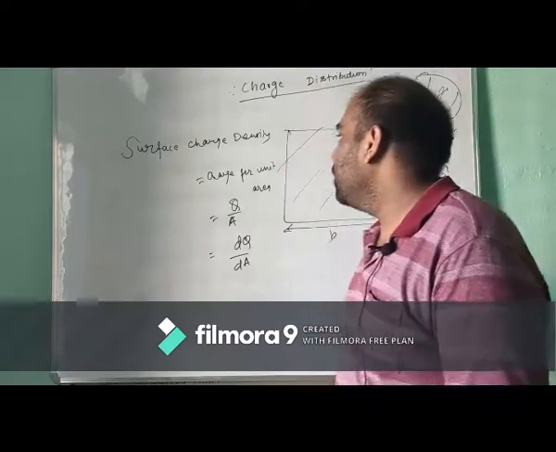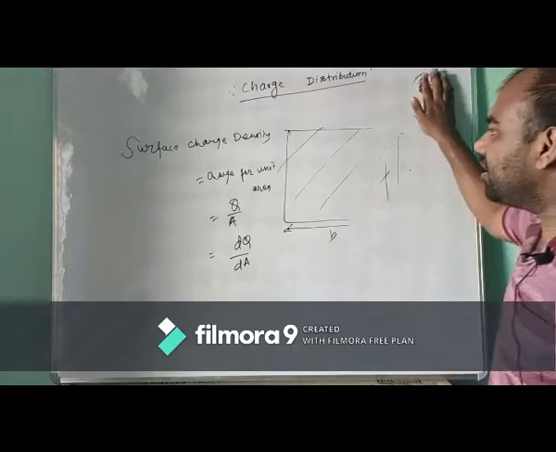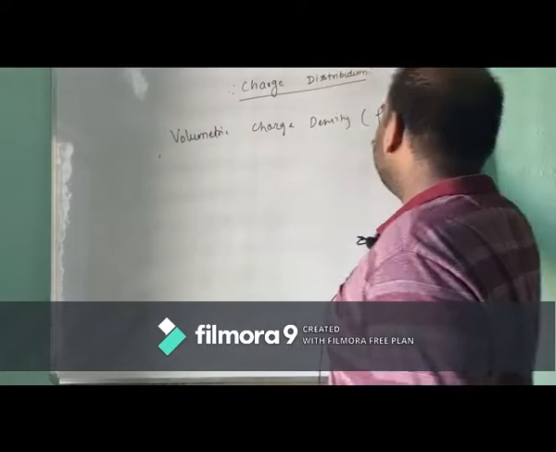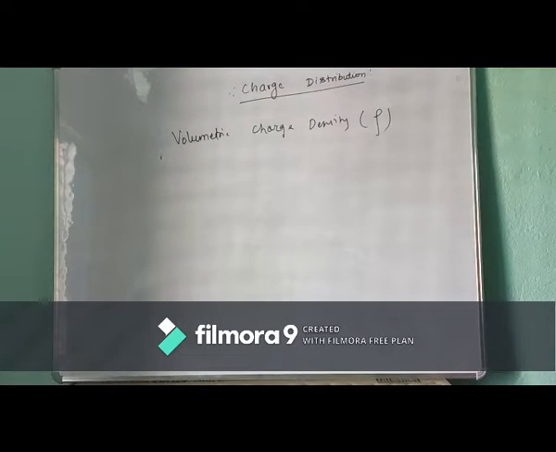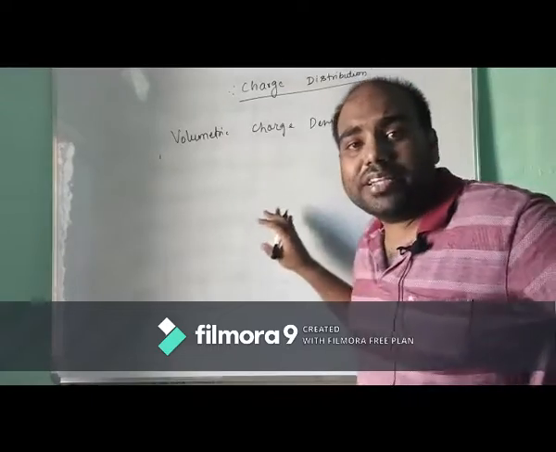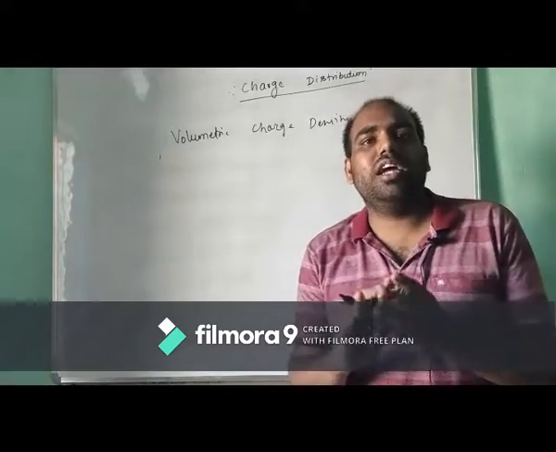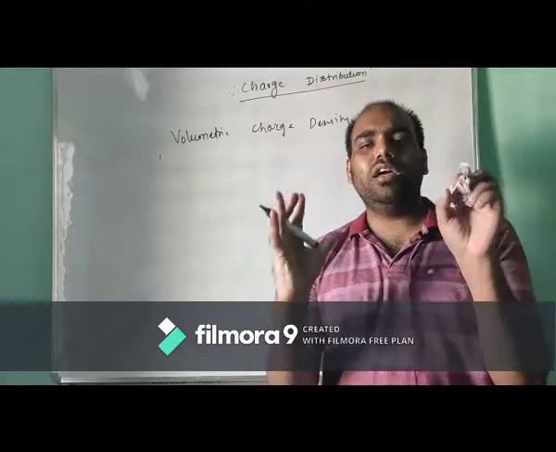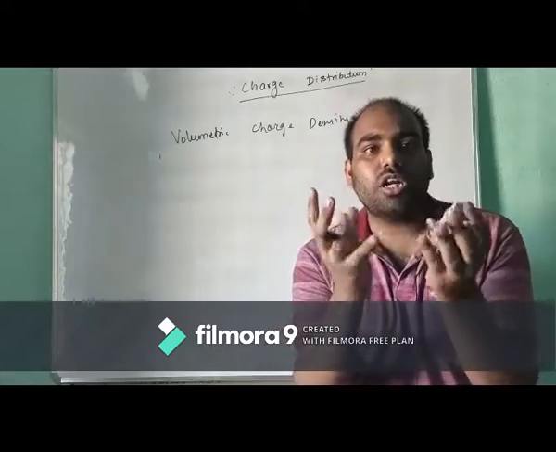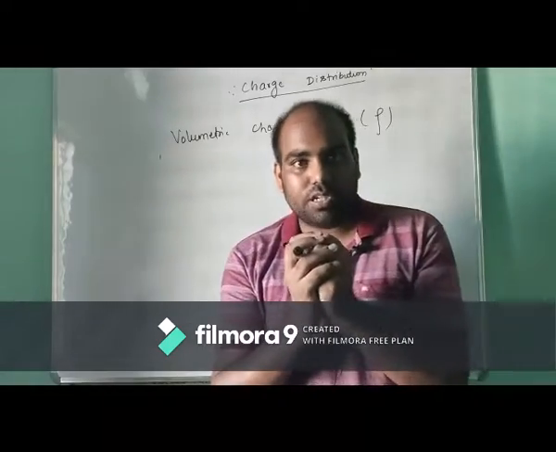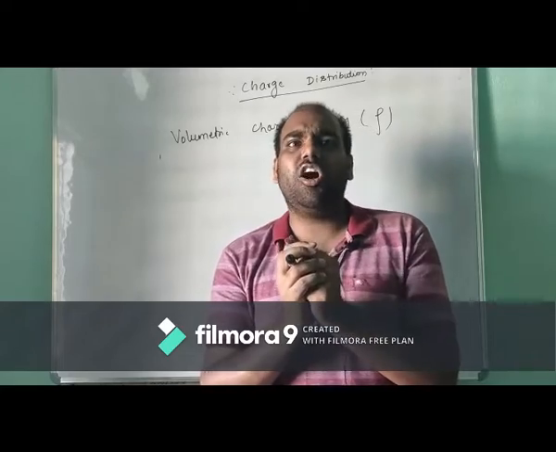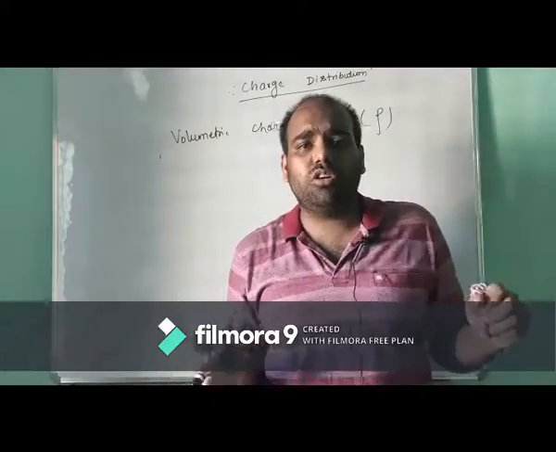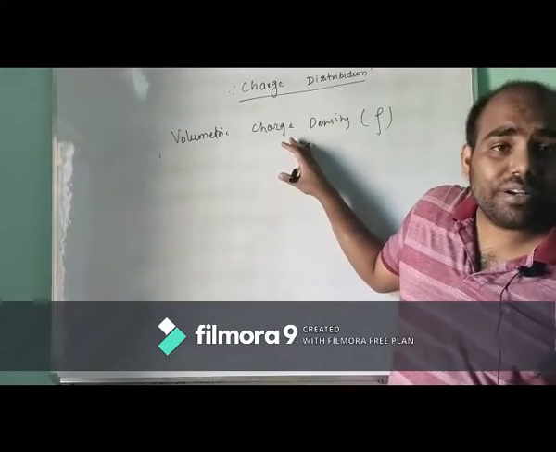The third type of charge density, after the surface charge density we have studied, is the volumetric charge density. We represent it by rho. So, what is the volumetric charge density? First, understand where the charge is distributed throughout the volume. Suppose you are taking a solid ball, or a spherical ball, or a solid cylinder, where the charge is distributed uniformly throughout the body. Then we say it is a volumetric charge density.